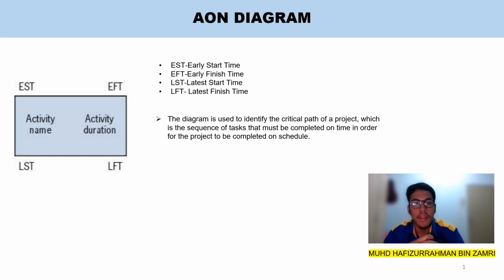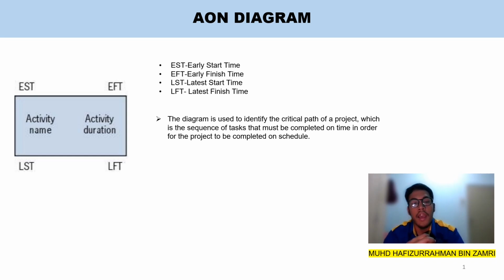So, what is the AON diagram? As we can see, the box contains the activity name and also the activity duration. The top of the box has two components, which are EST and EFT, and each stands for the early start time and early finish time. And the bottom of the box also has two components, which are LST and LFT. LST stands for the latest start time and LFT stands for the latest finish time.